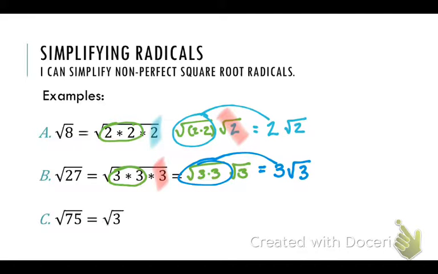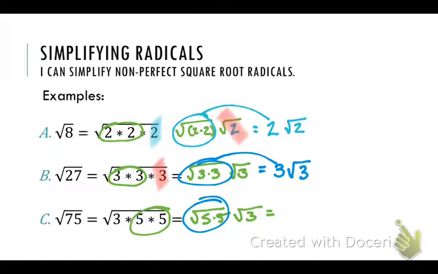I go to my prime factorization chart, and I see that it is 3 times 5 times 5. I cannot circle the 3 and the 5 because those are not the same numbers. But I do see that I have 5 times 5, so I'm going to do that one first. 5 times 5. And then what I have left over is the square root of 3. So I type this into my calculator and I come out with 5. And then I write what I have left over.